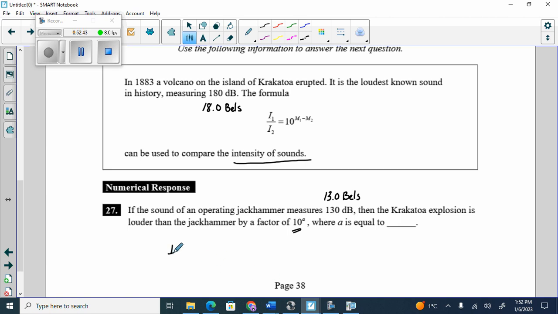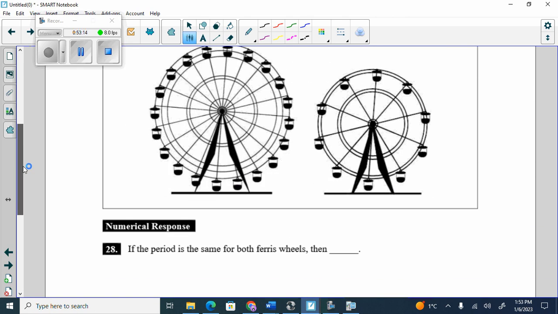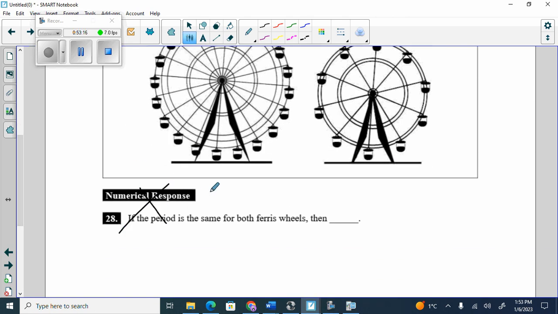So we're going to go intensity. I want to write I2 just represents the intensity. And it's louder than the jackhammer by, so we do 18.0 minus 13.0. Make sure you use bells, not decibels. And so we get 10 to the 5. So A is just 5. And we omit this question because it doesn't make any sense. It's missing information.